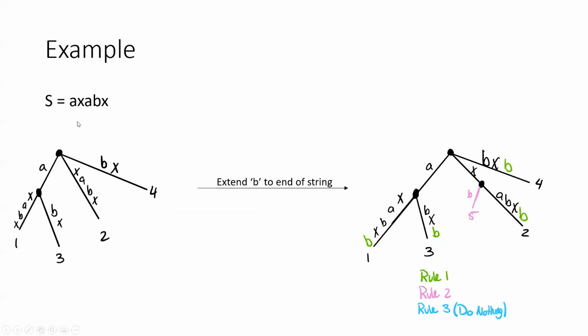Here's a basic example. Say we wanted to add B. Following the green, don't worry about the purple for now, we're doing nothing more than adding this character to the end of every single leaf edge. That's basically all that rule 1 says.